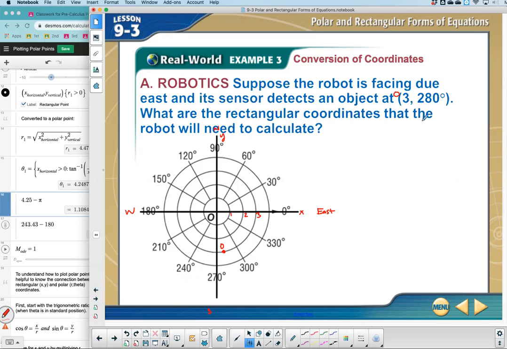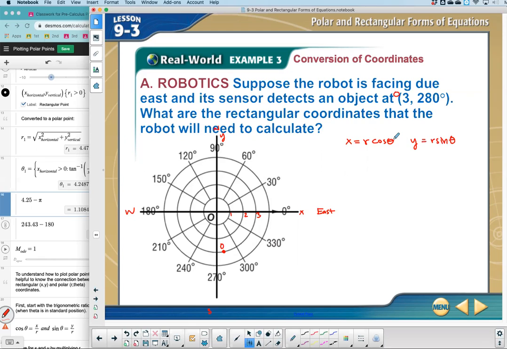O for object. Okay, so what are the rectangular coordinates for that point that the robot will need to calculate? In terms of x and y, we can see it's a positive x and a negative y, but let's come up with it. As a reminder, the formula we know is that x is going to be equal to r cosine of theta, and y is going to equal r sine of theta.